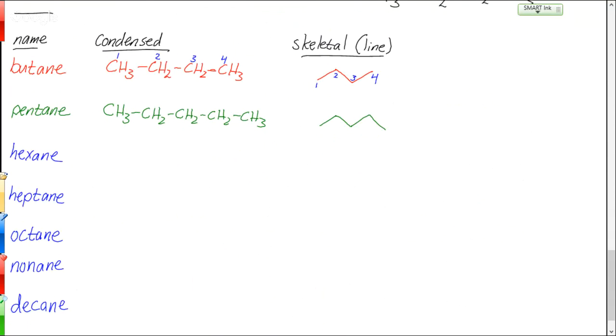So after butane, it becomes a little easier to predict how many carbons it's going to be, because the prefix or the main part of the word corresponds to a number, like pent is 5, hex is 6, hept is 7, oct is 8, non is 9, and dec is 10. It's just those first four that are a little bit weird with methane, ethane, propane, and butane. So those are just ones that you have to remember.